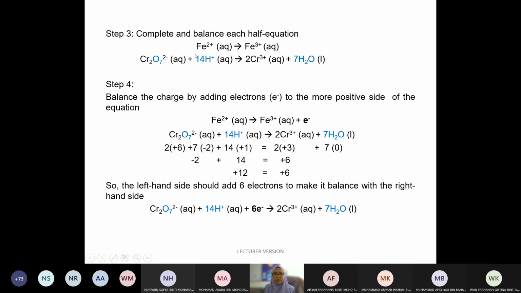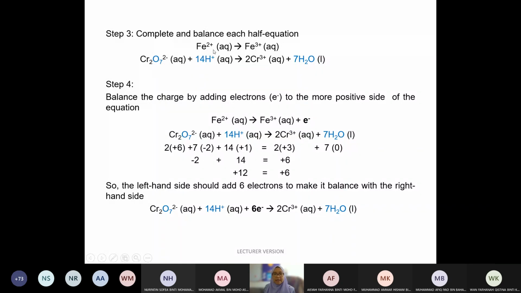This is time for you to balance the equation. Okay, iron again is not a problem because there is no hydrogen, no H2O, no hydrogen and oxygen. So leave it as is. So this one for the reduction, we have to follow the steps. Okay, follow the steps that we have learned just now.